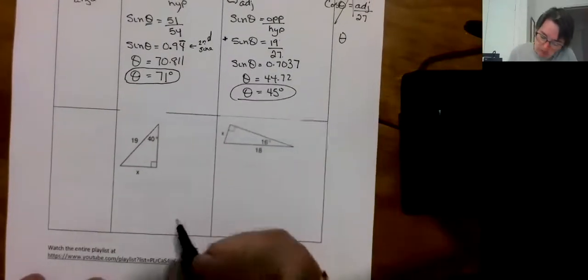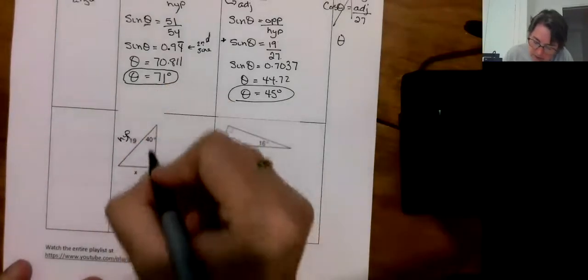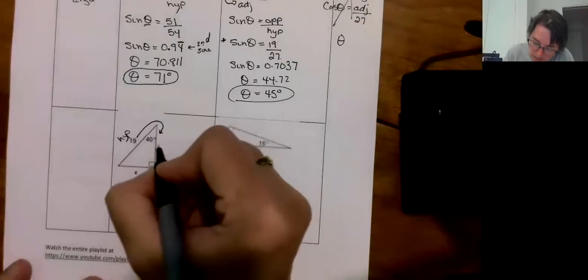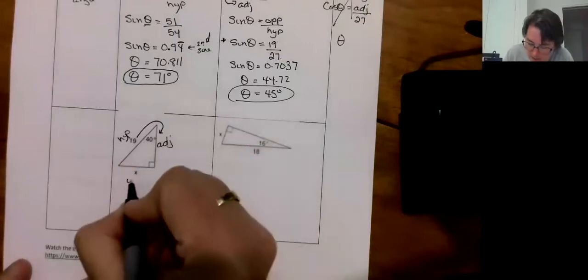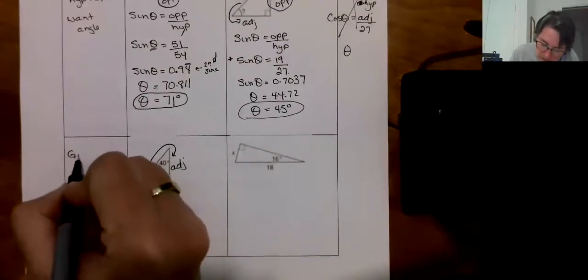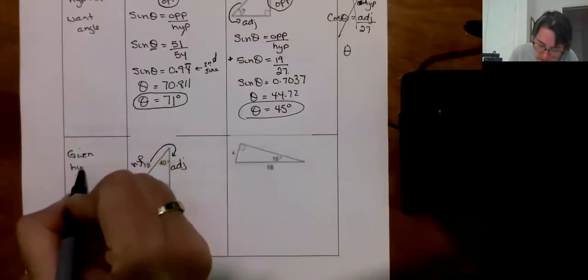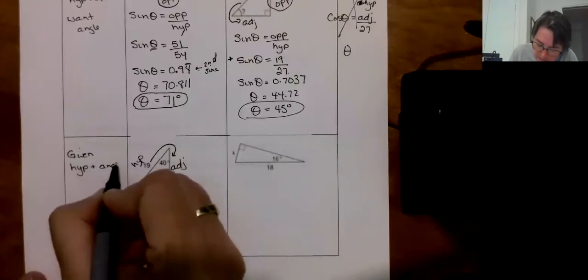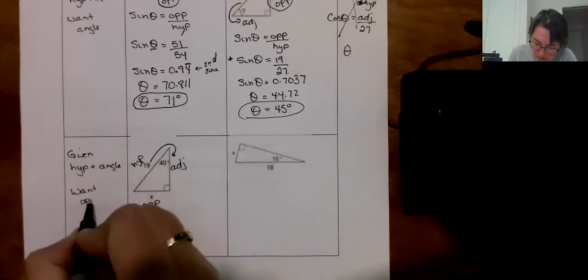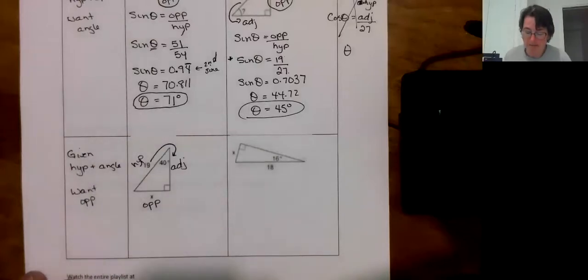Now, let's see what we got here. This is my hypotenuse, and we have an angle, and whoopsies, don't change the rules. Start by labeling adjacent and opposite. Okay, so this time we are given the hypotenuse and the angle, and I know that opposite. So up here, we were looking for an angle. Down here, we want to find out the opposite side.